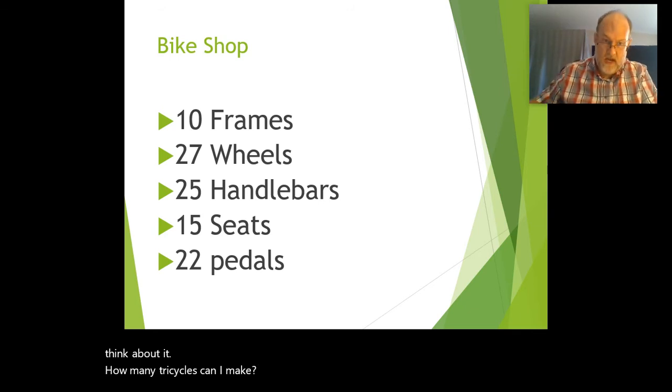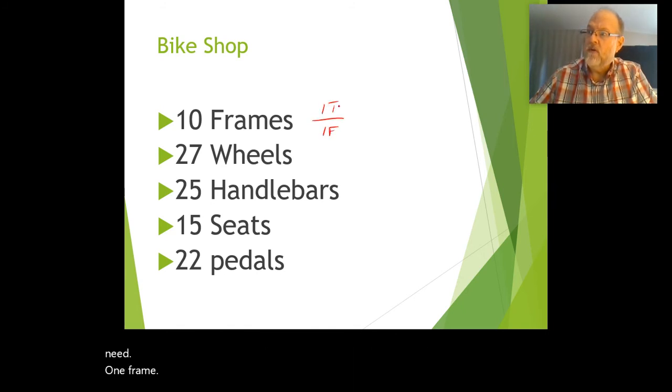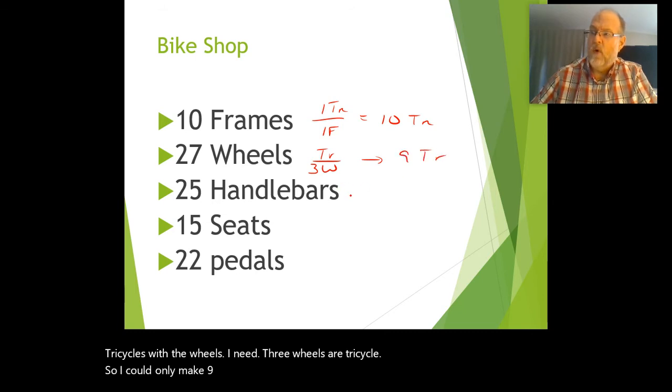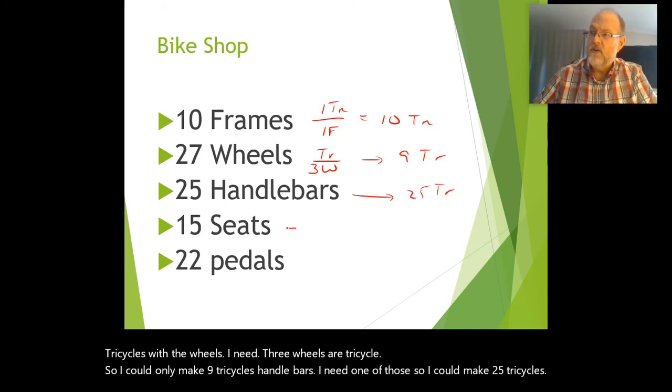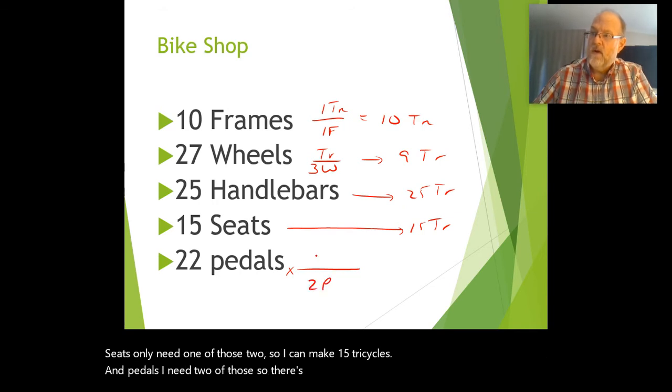So I don't know about you, but this is what I thought. Well, wait a second. My 10 frames, I need 1 frame per tricycle, so I could make 10 tricycles. With the wheels, I need 3 wheels per tricycle, so I could only make 9 tricycles. Handlebars, I only need 1 of those, so I could make 25 tricycles. Seats, I only need 1 of those too, so I could make 15 tricycles. And then pedals, I need 2 of those, so there's 2 pedals per tricycle, so I could make 11.